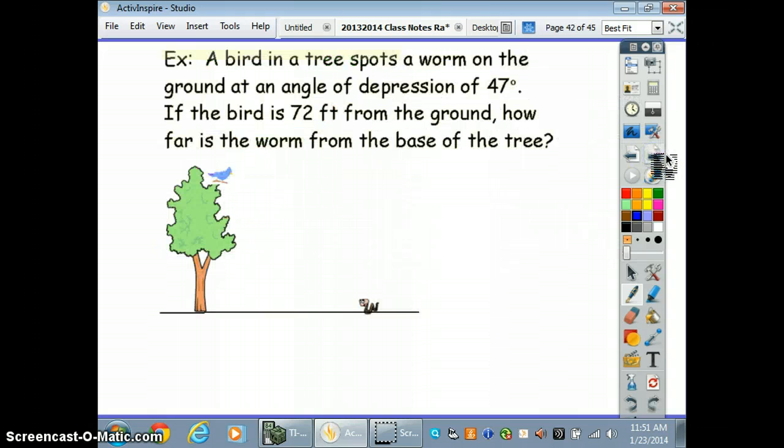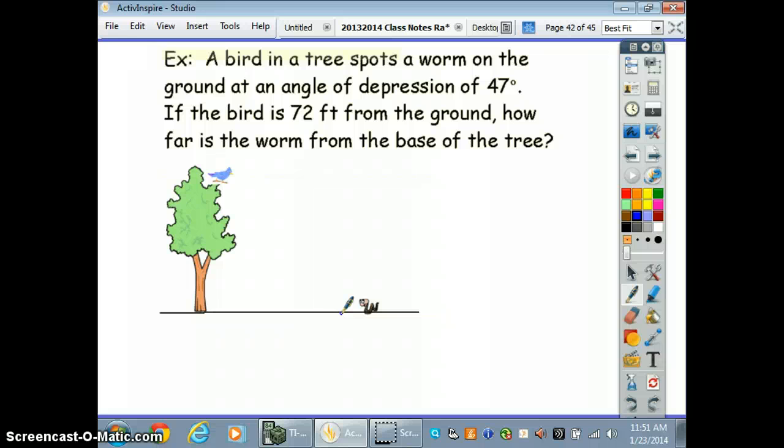Let's try one. Okay, we have a bird. A bird in a tree spots a worm on the ground at an angle of depression of 47 degrees. If the bird is 72 feet from the ground, how far is the worm from the base of the tree? Okay, we're going to make a right triangle. Fill in what we know.